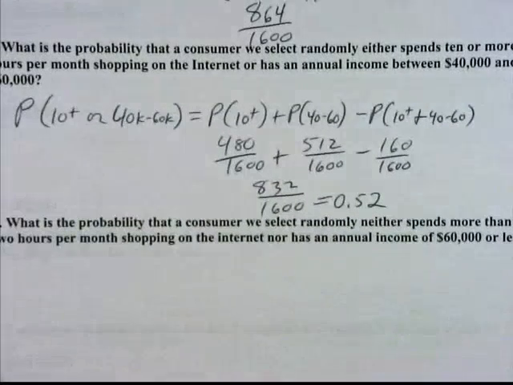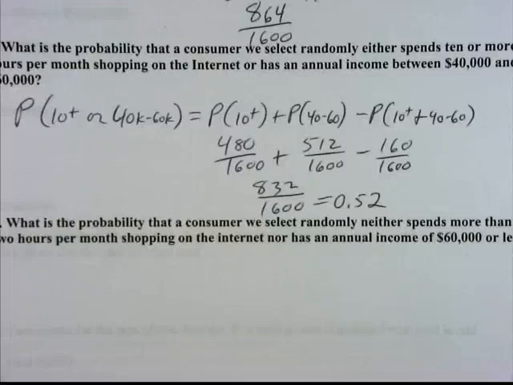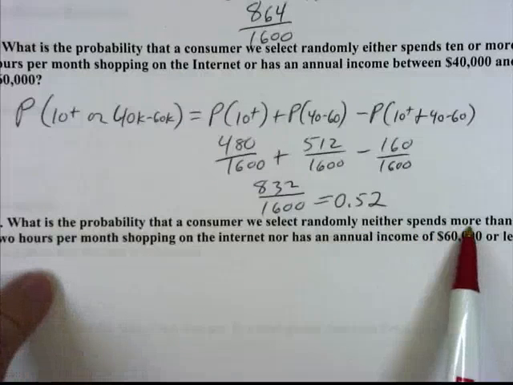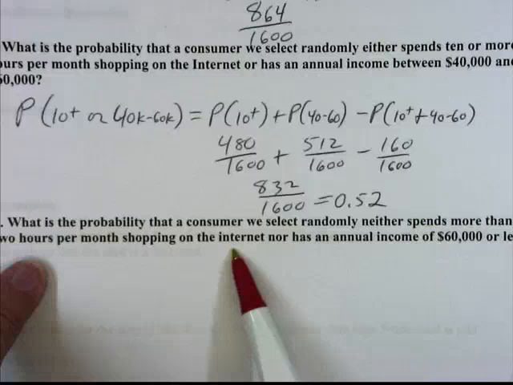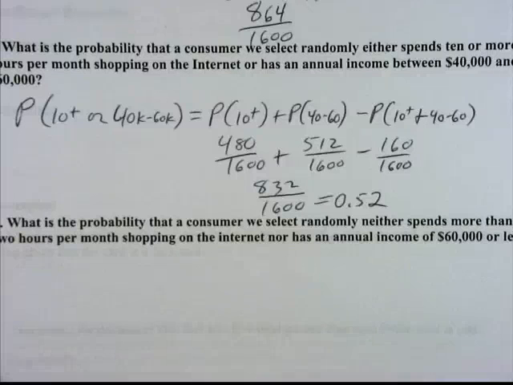This is a little bit of a twist on it. What is the probability that a consumer we select randomly neither spends more than 2 hours per month shopping on the internet, nor has an annual income of $60,000 or less? All right. How would we go about doing that? Well, they neither, so they don't spend more than 2 hours per month shopping on the internet, and they don't have an annual income of $60,000 or less.